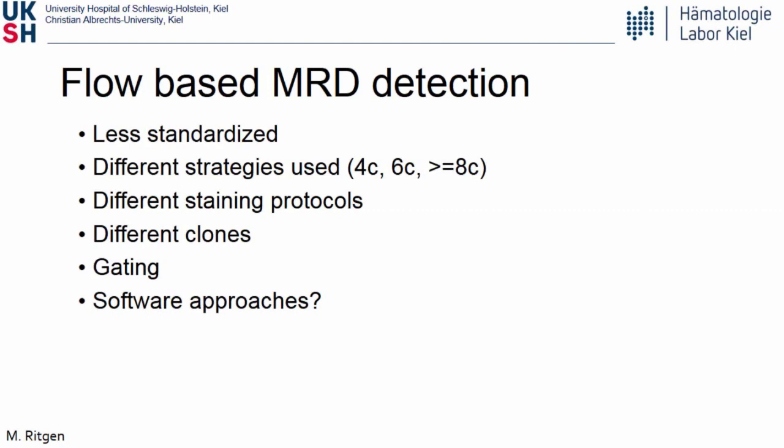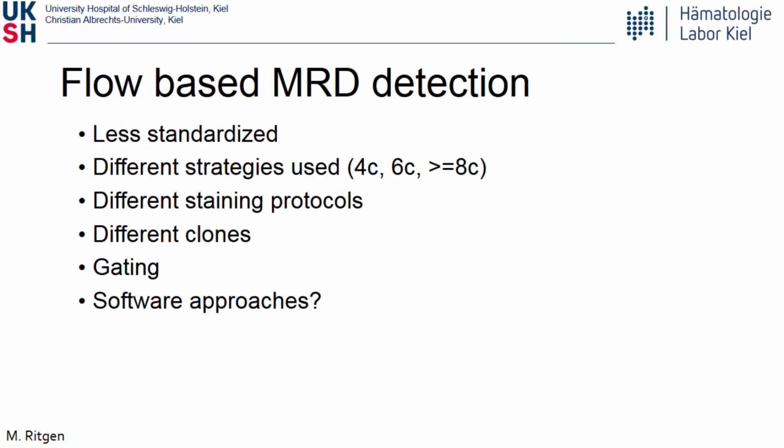Up to now, most flow-based MRD assays are, compared to PCR-based techniques, less standardized. Different study groups use different methodologies and even different platforms. So there are assays published with 4, 6, 8 or more than 8 colors. All of them use quite different staining protocols. They do use different clones or fluorochromes, and there are different gating approaches.